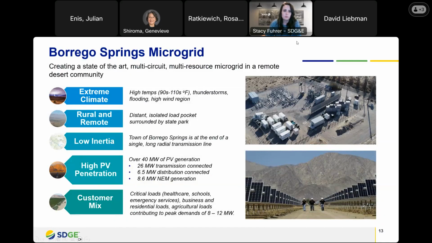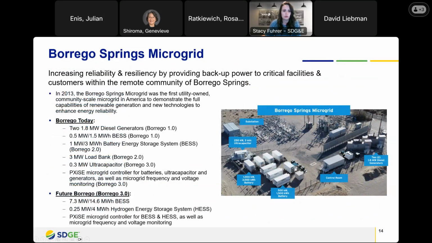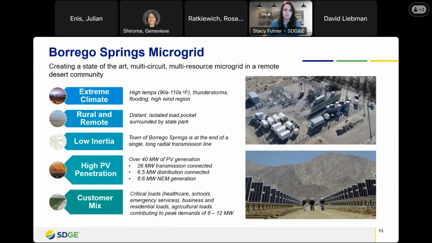Now, SDG&E's Borrego Springs is quite unique. It is situated in a rural and remote community at the edge of SDG&E's service territory. It is a desert community that is surrounded completely by state parks. They have extreme climate, with temperatures reaching 90 to 110. There's even been records of 120 degrees in Borrego Springs. They're also susceptible to monsoon season, so extreme thunderstorms, flooding, and it's a high wind region.